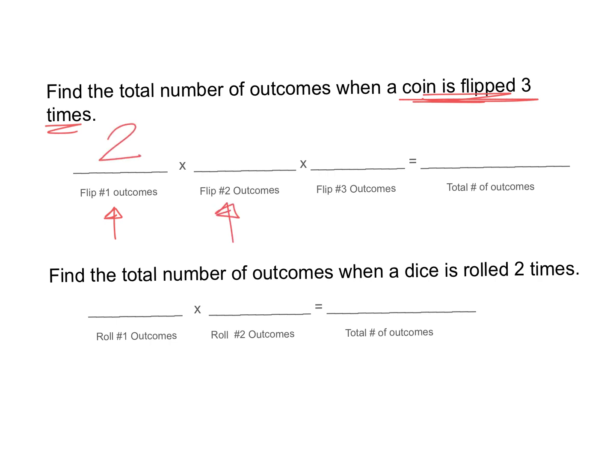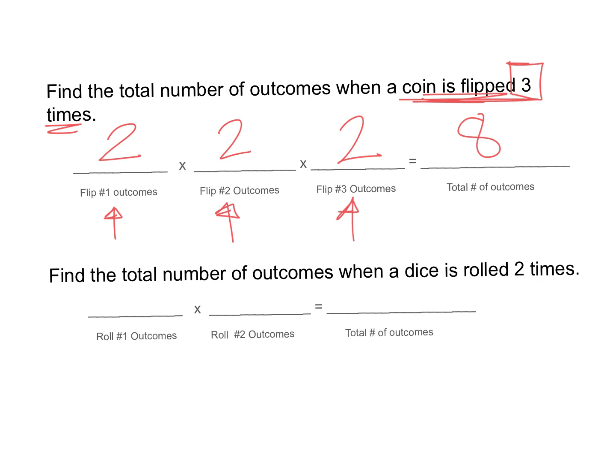When I flip it again, I can still only get 2 possible outcomes, heads or tails. And then I flip it again, and I still am getting either heads or tails, so 2 possible outcomes. So then we multiply it together. 2 times 2 is 4, times 2 is 8. So 8 total outcomes. The 3 is just telling me how many times I'm going to multiply that together. I'm not actually multiplying it by 3.